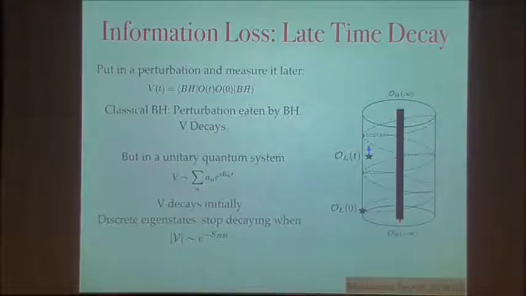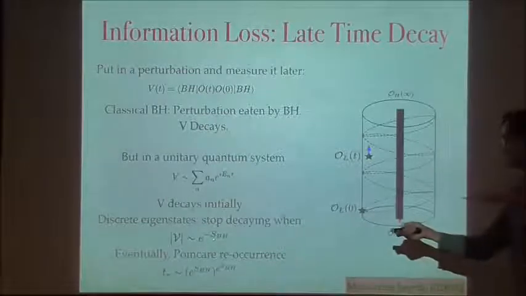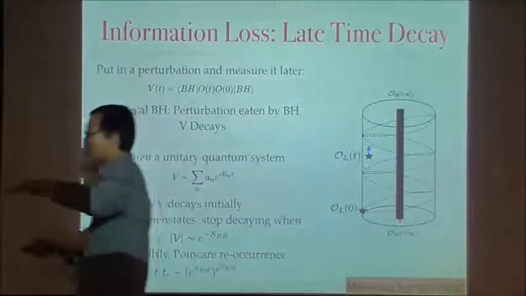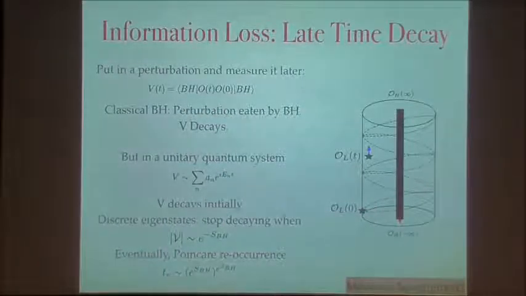Of course, if you wait long enough, there are even more peculiar behaviors, because these phases can line up. V will basically decay initially, and if you wait long enough, it fluctuates at this very small value, and if you wait very, very long, it will emerge again from this randomness and become order one again. So this is a version of Poincaré recurrence. It only happens at very, very late times, but we will not be talking about this large time scale in this talk.